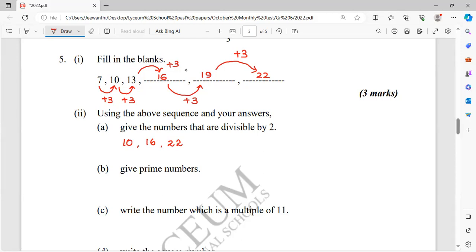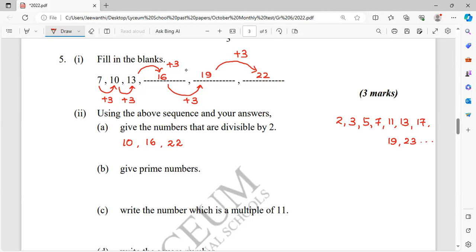We'll list down the prime numbers first of all. 2, 3, 5, 7, 11, 13, 17, then 19, 23. Those are the prime numbers. We have many more members, but the maximum number we have in this sequence is 22. Therefore, I stop there at 23. 2, 3, 5, 7, 11, 13, 17, 19, and 23. So those are the prime numbers up to 23.